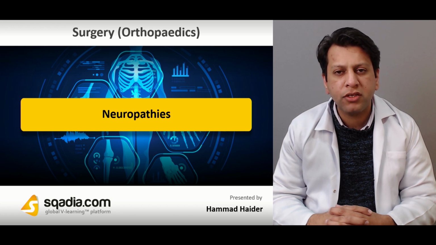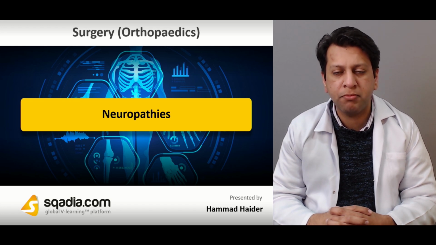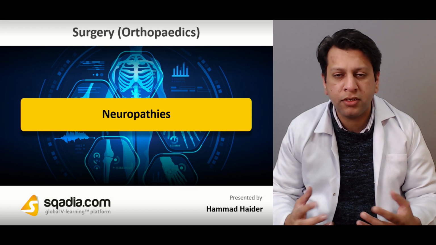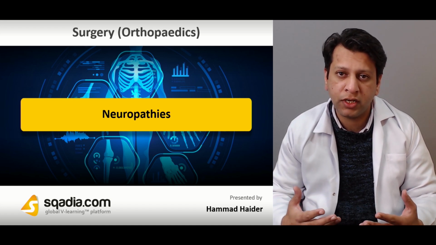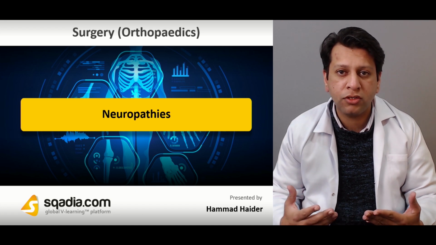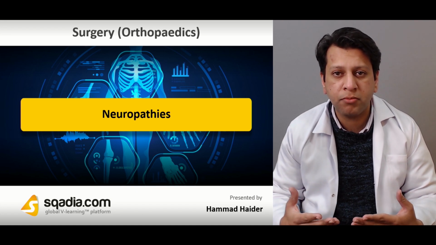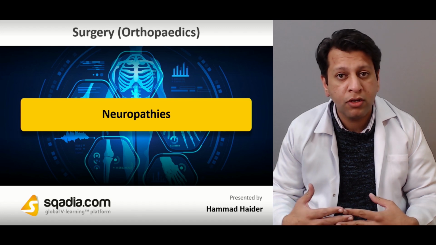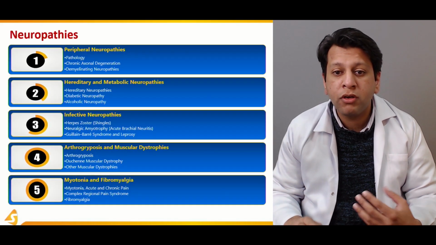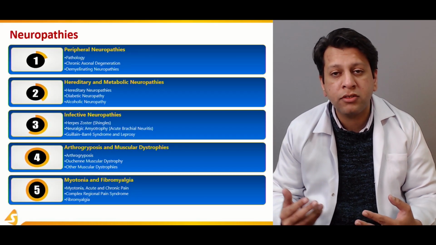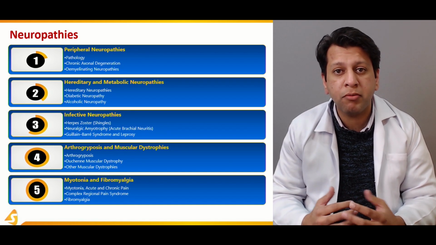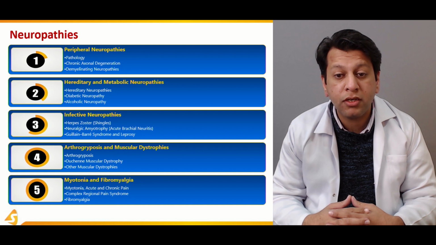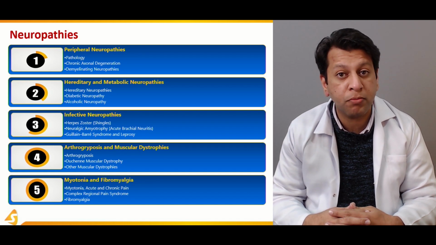Today our topic is neuropathies, and we will be discussing them in a way that covers not only the diseases which affect the nerves, but also the diseases which have associated symptoms along with nerve injuries. We will first go through the peripheral neuropathies, that is, the involvement and damage of the peripheral nerves. For example, we will briefly go through the pathology, what chronic axonal degeneration is, and what demyelinating neuropathies are.